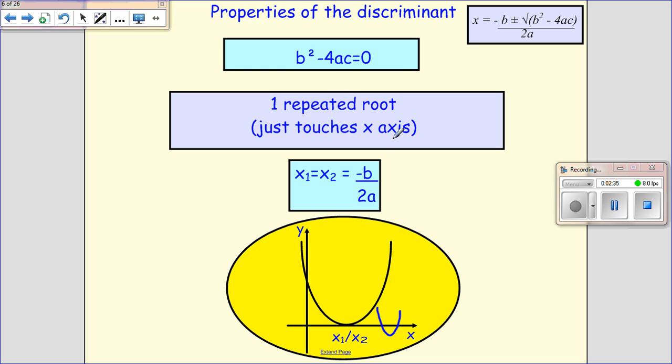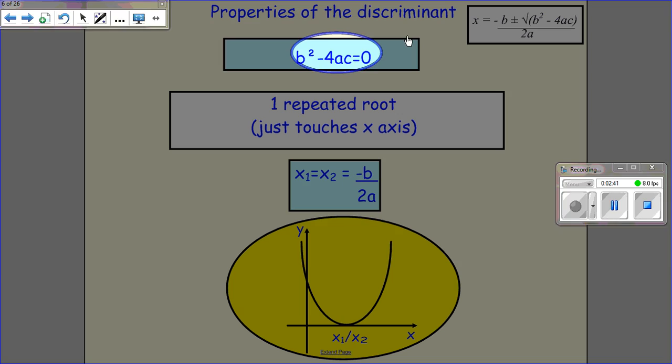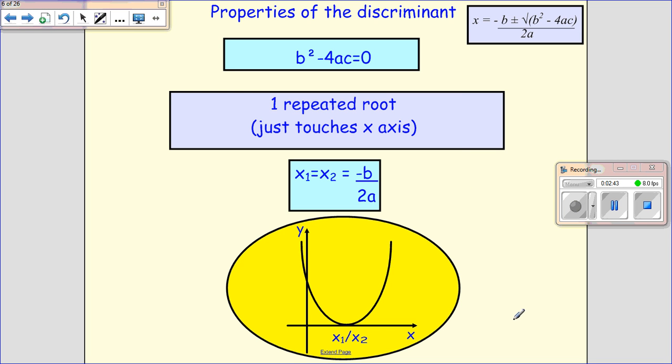So when we have a repeated root, we have it when b squared minus 4ac equals 0, and it's the same place. And again, if we had the minus a situation, it would just touch it in one place, just like that.